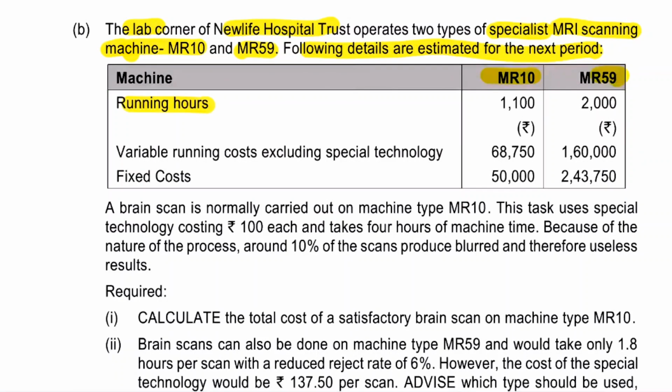Running hours. So this machinery can run for the next period, it can be month or it can be year, but it will remain the same if nothing is mentioned in the entire question. That is the year. So in 1 year, you're going to run your machinery for 1100 hours. This second one can run for how many hours? 2000.